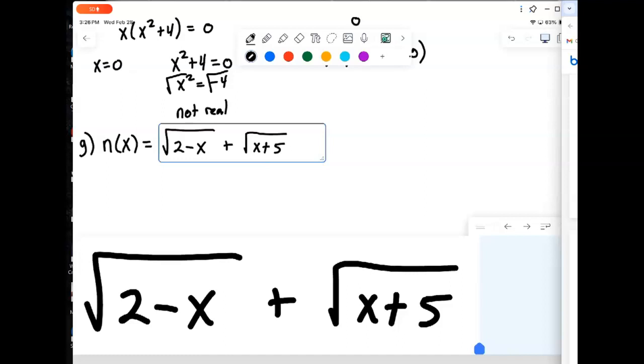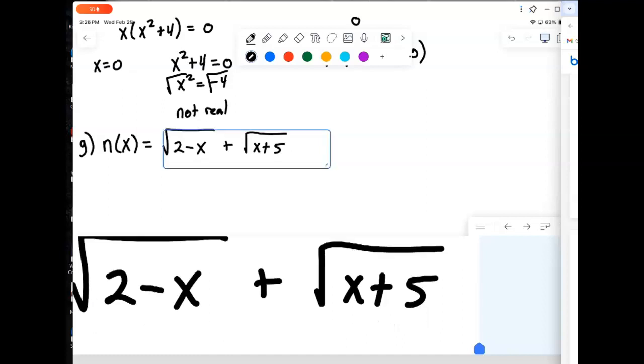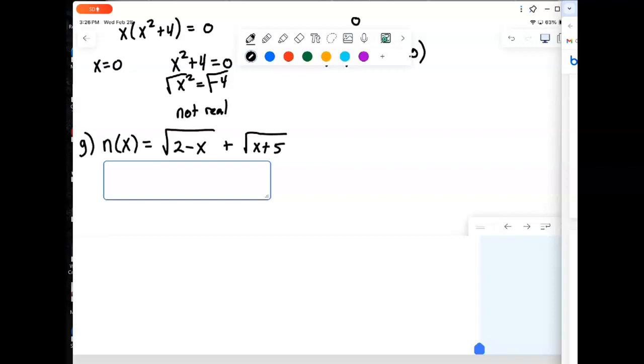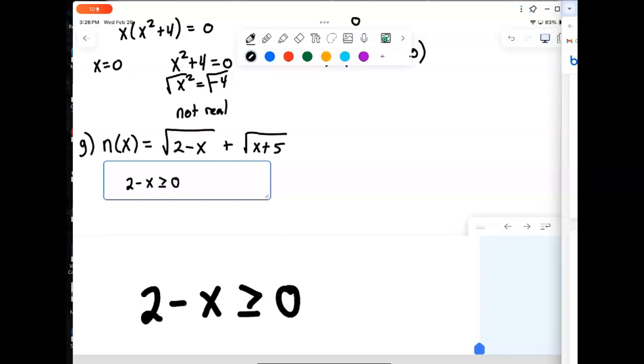But we do have radicals. They are even roots. And actually we have 2 of them. So in these more complicated ones, you may have more than one restriction that you have to deal with. Okay? Then you deal with each restriction and then put all of your information together. So here we have the radical square root of 2 minus x. So the stuff inside that radical needs to be greater than or equal to 0.